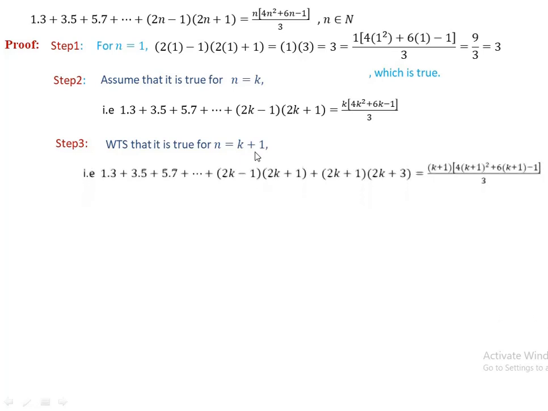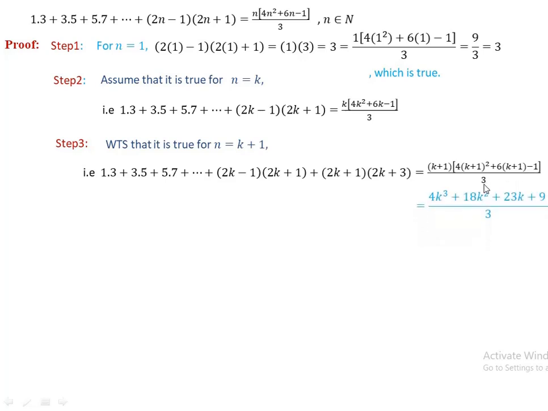That means our claim becomes 1 times 3 plus 3 times 5 plus 5 times 7 plus ... plus (2k minus 1) times (2k plus 1) plus (2k plus 1) times (2k plus 3) is equal to (k plus 1) times (4 times (k plus 1) squared plus 6 times (k plus 1) minus 1), all over 3.